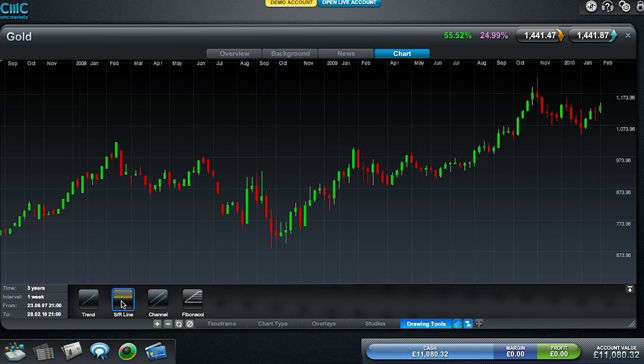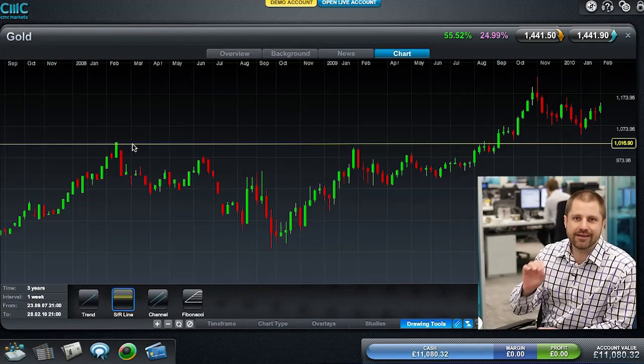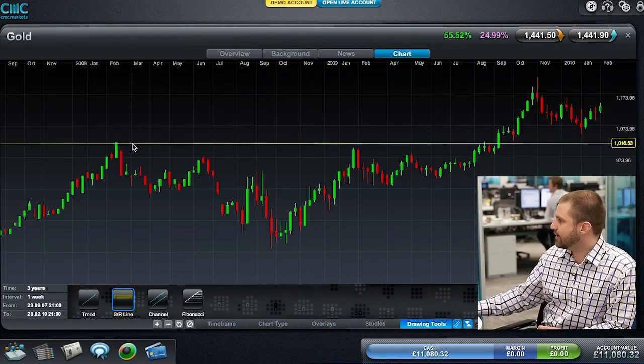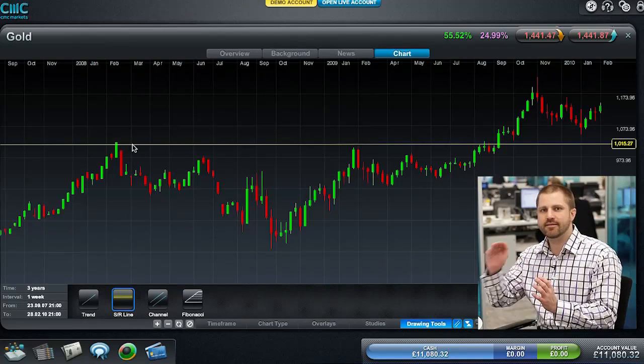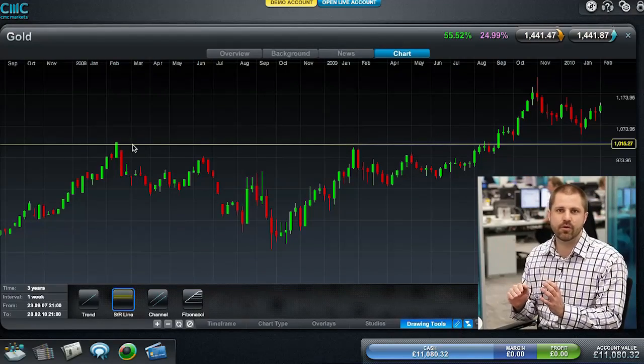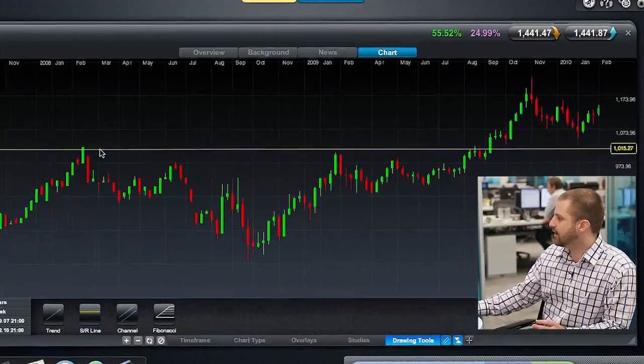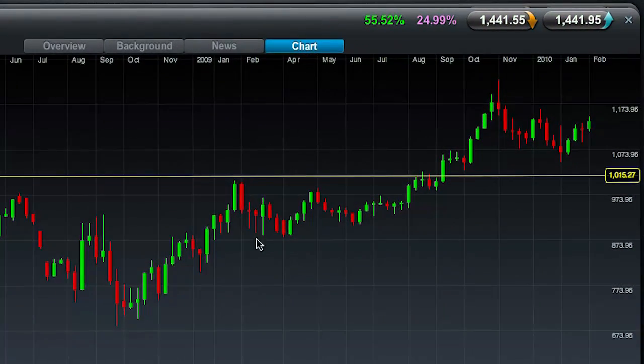If we click the S&R line, what we can do is clearly identify an area just around about this level, about 1015, that each time the market starts to reach that level, it starts to drop down in value. So we'll click here and release that. So you see the market approach this level, fall in value, approach this level and start to fall in value.